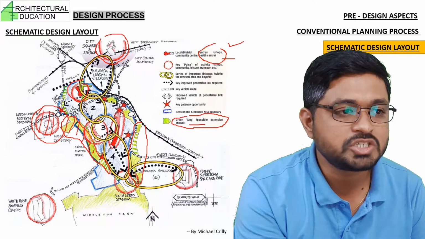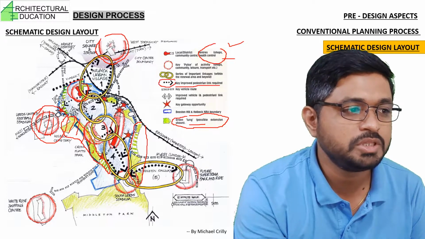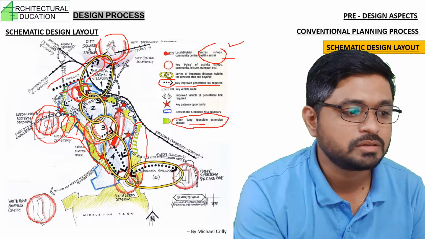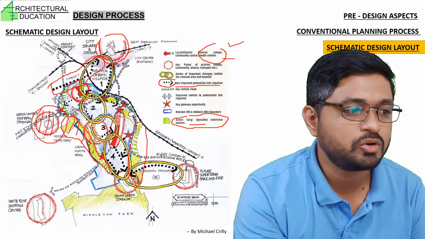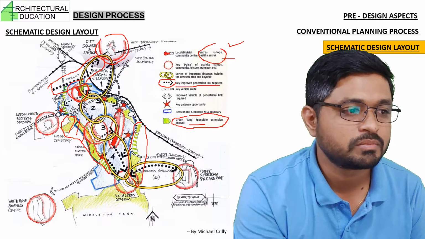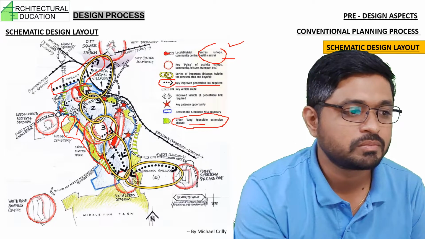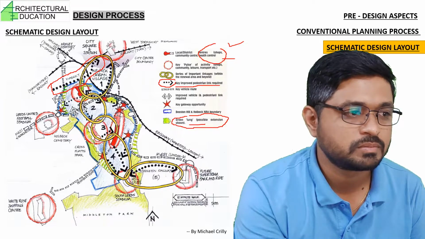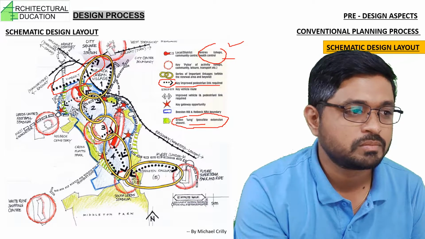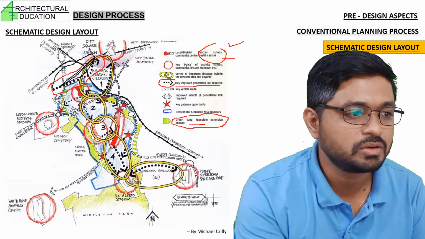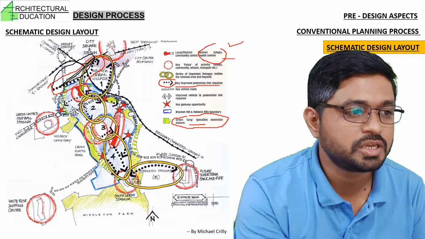Key: improved pedestrian linkage. Can you see this format? Dot dot arrow mark. So maybe these are the key movements over here. I hope you can see the black color. And here also there is a key movement over here.